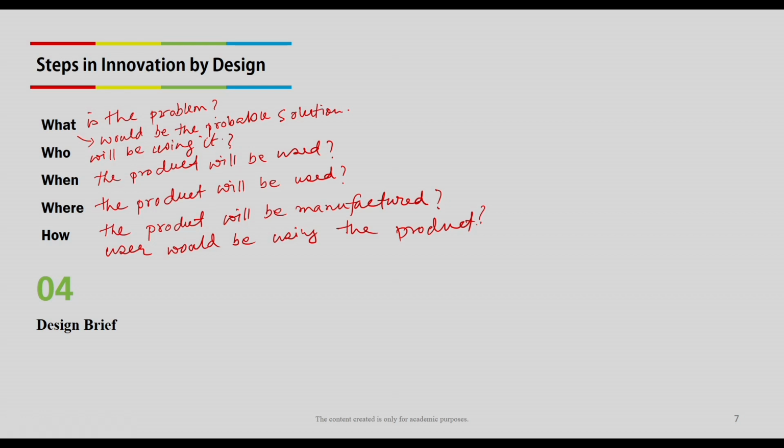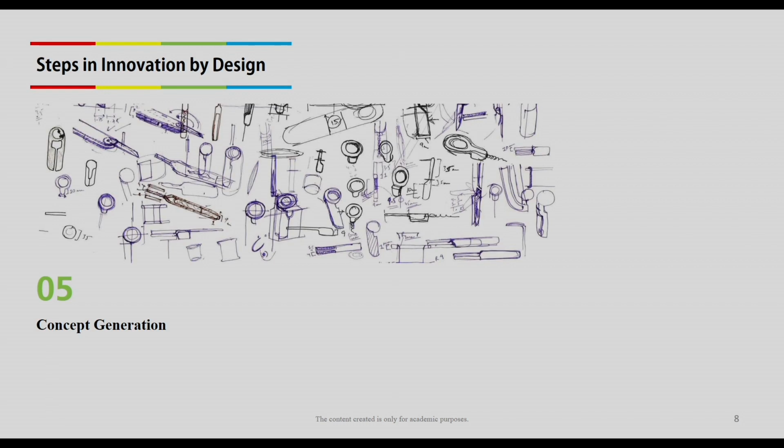So, these are the informations we will get in design brief. Next step is concept generation. During concept generation, a designer generates concepts using different tools. Then a final concept is selected using concept selection matrix. We have a separate lecture on concept generation method and tools.